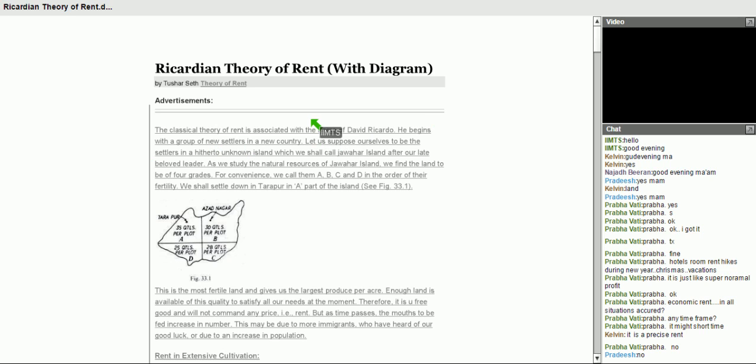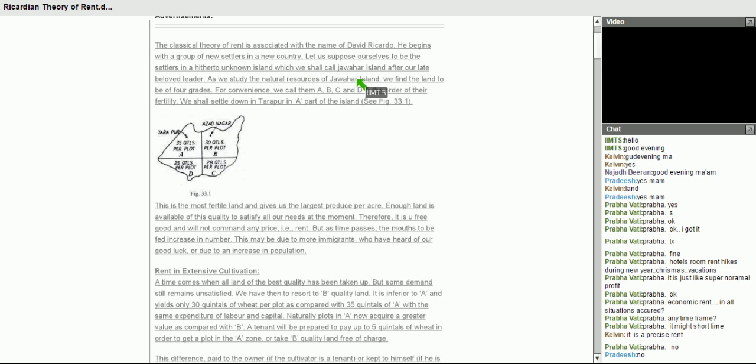So the classical theory of rent is associated with the name of David Ricardo. He begins with a group of new settlers in a new country. So let us suppose ourselves to be the settlers in a hitherto unknown island, which we shall call Jawahar Island after a beloved leader.